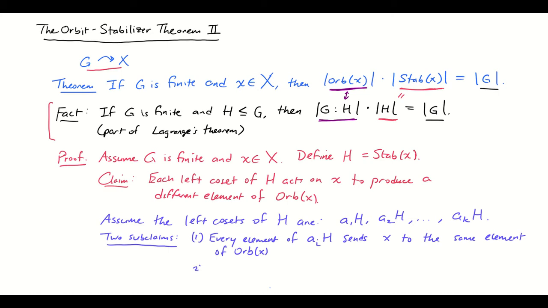The other subclaim that I will try to prove is that if i is not equal to j, then AiH and AjH send X to different elements of the orbit.